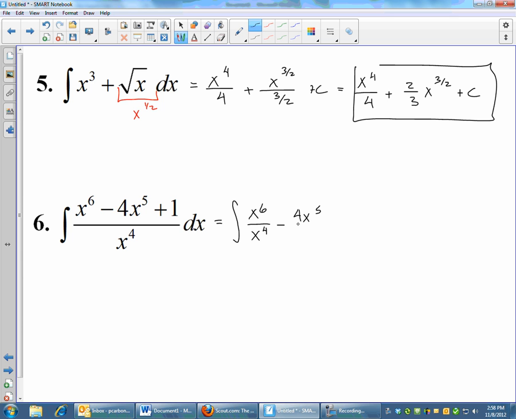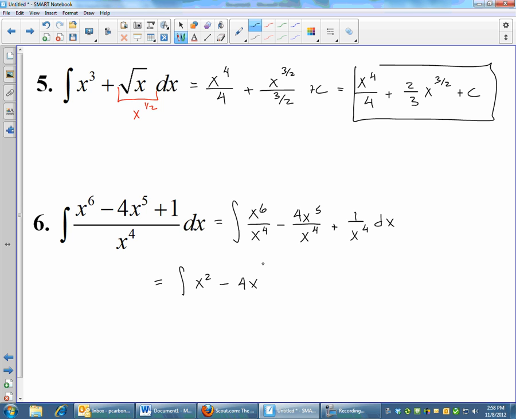4x to the 5th over x to the 4th plus 1 over x to the 4th dx. And then we'll clean that up. x to the 6 over x to the 4th is x squared, plus x to the 5th over x to the 4th. That'd just be 4x. That's actually minus 4x.